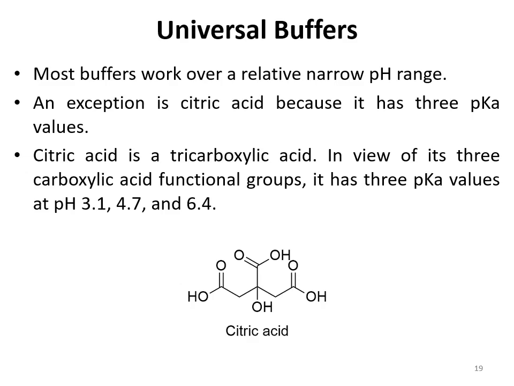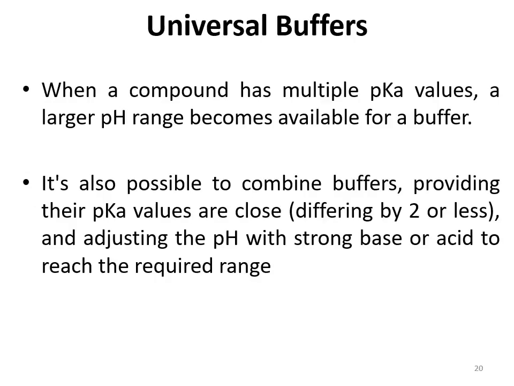You can see the formula of citric acid. It has 3 carboxylic acid functional groups, so it has 3 pKa values. When a compound has multiple pKa values, a large pH range becomes available for a buffer.